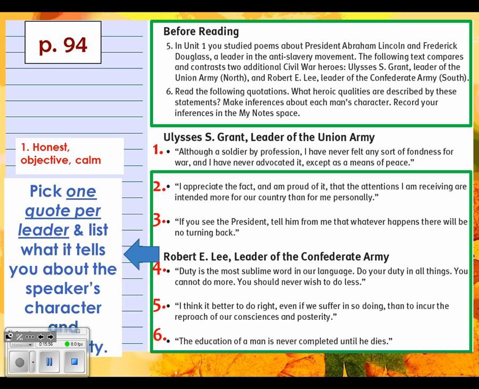And number 5, the man is selfless and he's caring. That's great. All right, now there's 2 more things that we're going to tackle before we actually read this piece about the comparison and contrast of Lee and Grant.